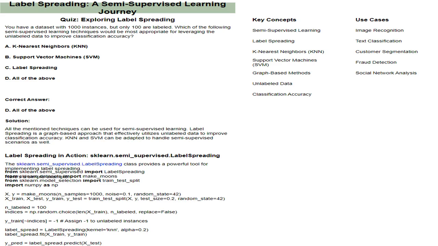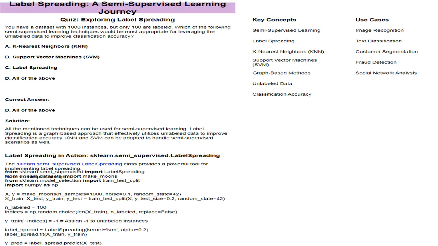Text classification. Classifying large amounts of text data can be challenging due to the need for manual annotation. Semi-supervised techniques can leverage unlabeled text to improve the accuracy of classifying documents into different categories. Customer segmentation. Identifying patterns in customer behavior requires analyzing customer data. Semi-supervised learning can help by utilizing a smaller set of labeled customer profiles to train a model and then infer the characteristics of unlabeled customers to segment them into different groups.